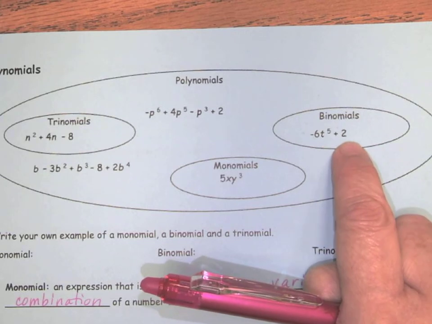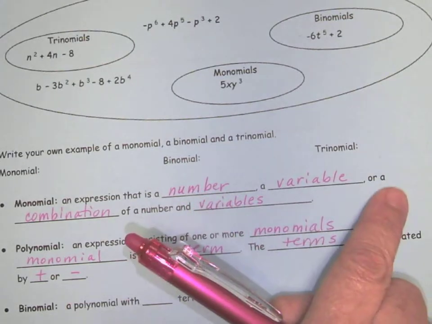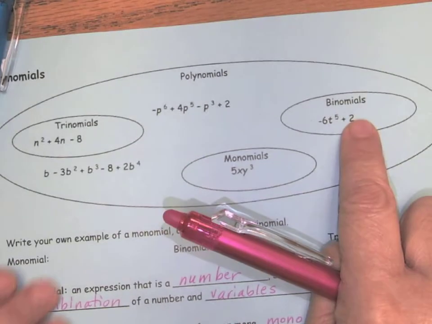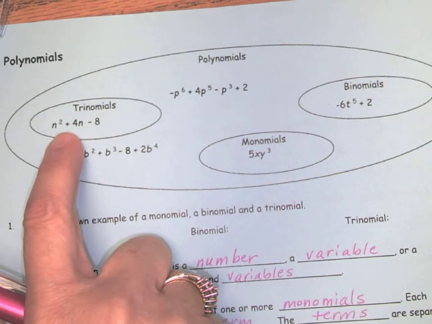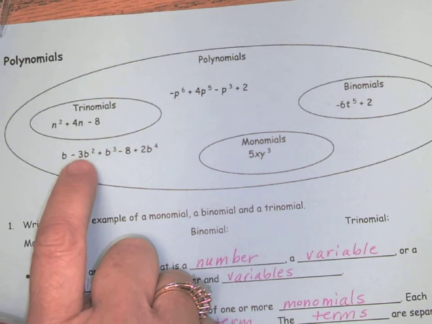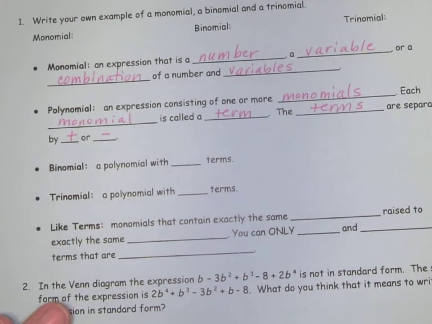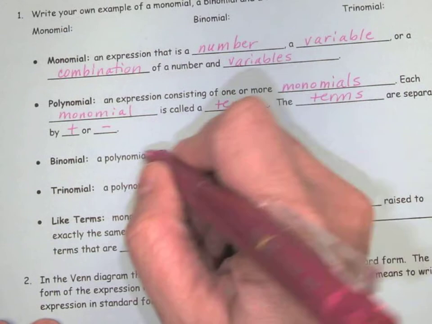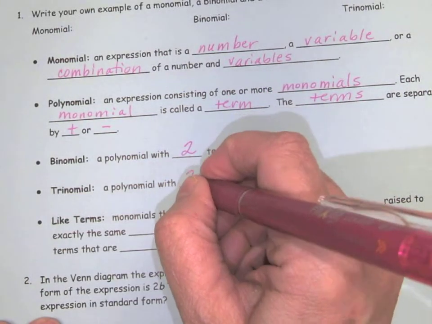So I guess a constant by itself then could be called a monomial, couldn't it? Because our definition said number, variable, or combination. So this one's just a constant. Trinomial, do you see how they were separated by plus and minus so that there were 1, 2, 3 terms? This one has 1, 2, 3, 4, 5. We don't have a special name for it. We just call it a polynomial. So bi means 2, a polynomial with 2 terms. Trinomial, tri means 3 terms.